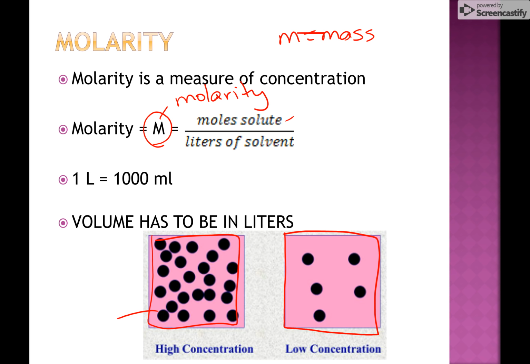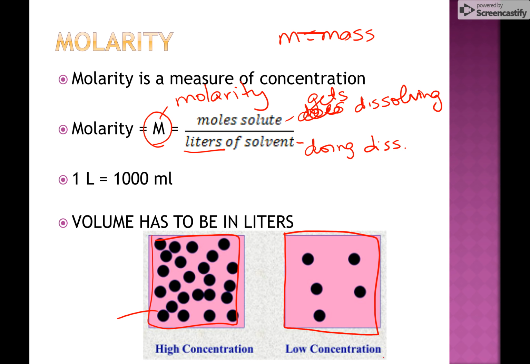Moles of solute, this is the one that gets dissolved, like sugar. Liters of solvent. Solvent is the one that's doing the dissolving, like water. Now remember, though, that this has to be in liters. So a liter is 1,000 milliliters.